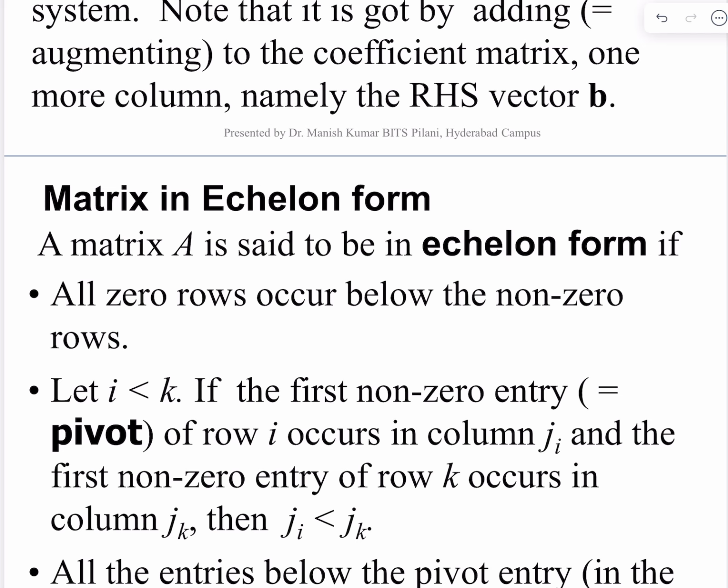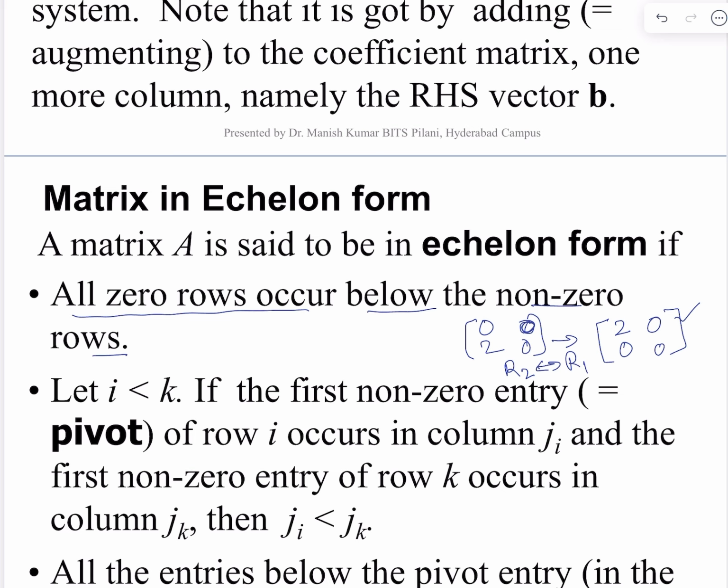So if you have a matrix like 0 0 2 0, and I want to convert it into echelon form, I can write 2 0 0 0. What I did, I applied the elementary row operation R2 to R1, right? Because all zero rows must occur below the non-zero rows. In this case, the zero rows are above the non-zero rows, but it says zero rows occur below the non-zero rows. So now this is the non-zero row and all zeros are below the non-zero rows.